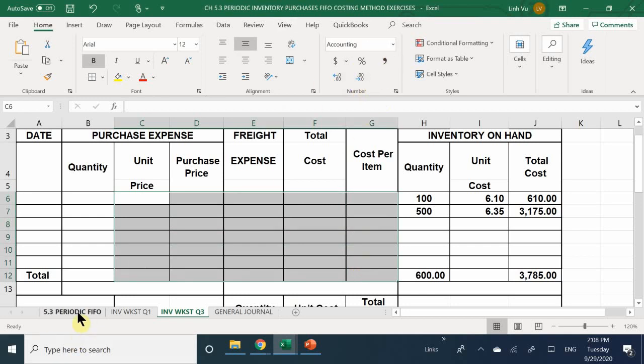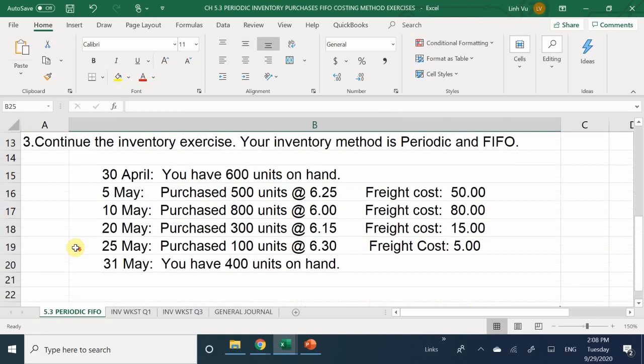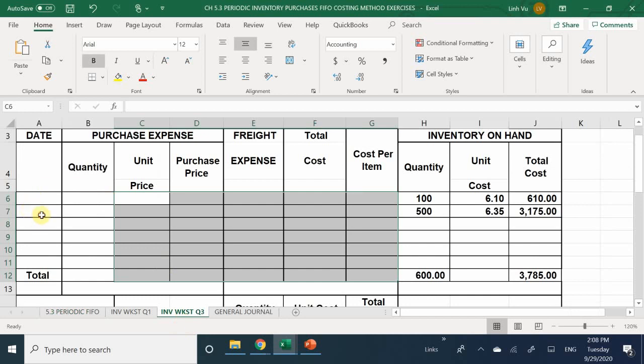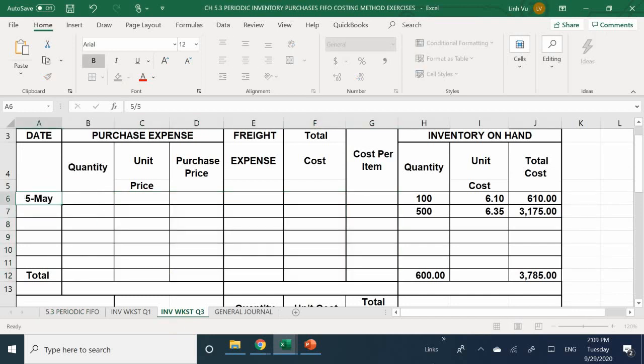Okay? So, what happened on May 5th? May 5th, we purchased 500 units at $6.25 with freight cost of $50. So on May 5th, we had a total of 500 units at $6.25 each, and $50 was my freight. So what is my total purchase price here? That's the $3,125. Good. And my total cost here is $3,175. Good. And what is going to be my cost per item? It's $6.35. So again, we have another $6.35.